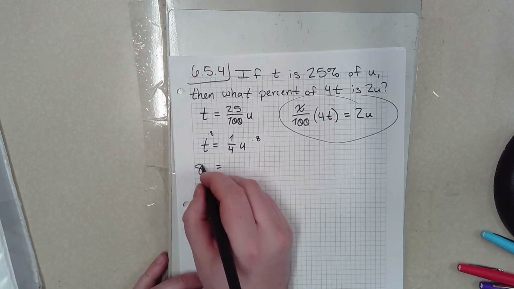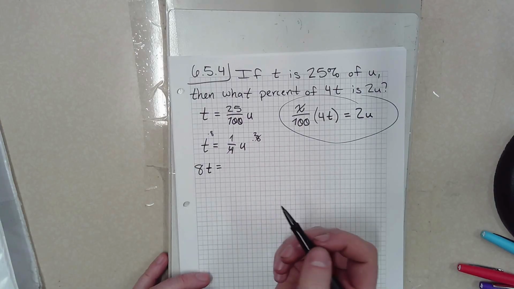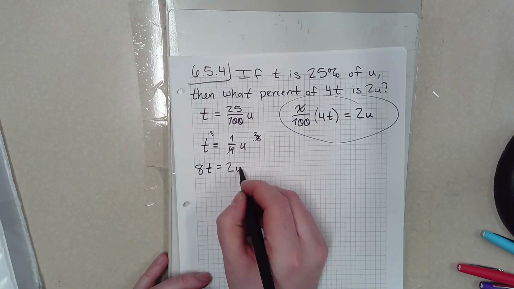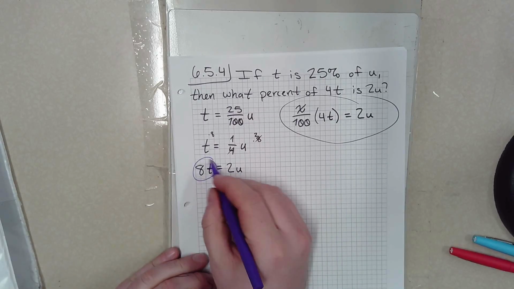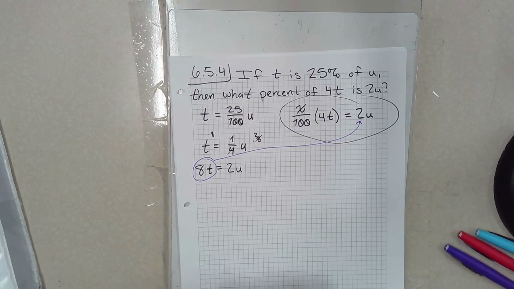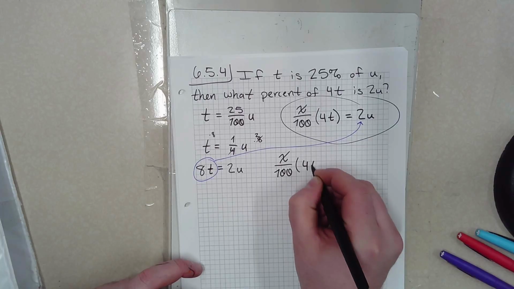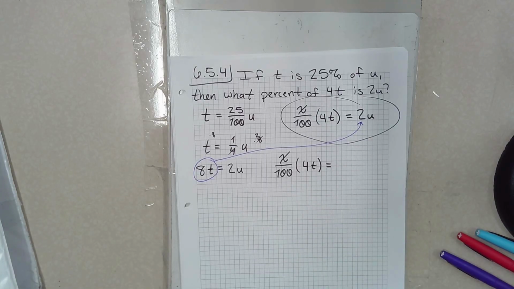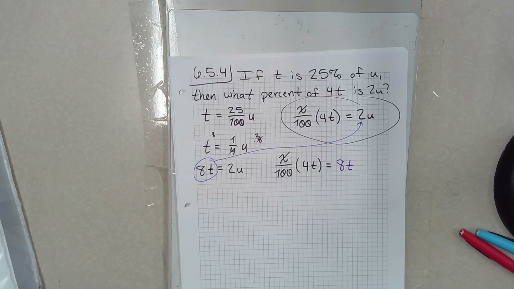And what we'll end up with is 8t. 8 and 4 divides out to 2, that's why I did it, and I get 2u. So 2u is the same thing as 8t. We can substitute this for 2u in the other equation. So this becomes x over 100 times 4t equals 8t. Because 2u is the same thing as 8t. And why that's good is because it got rid of one of our variables, right? We substituted it out.